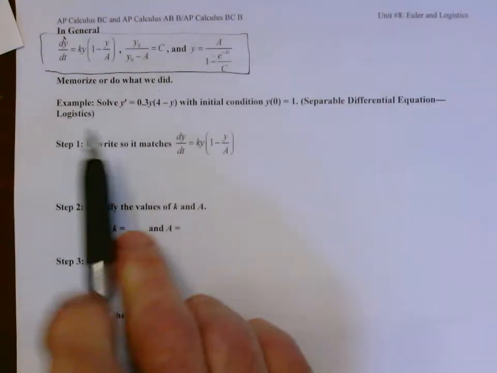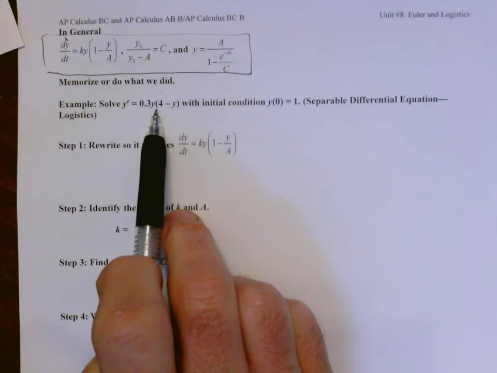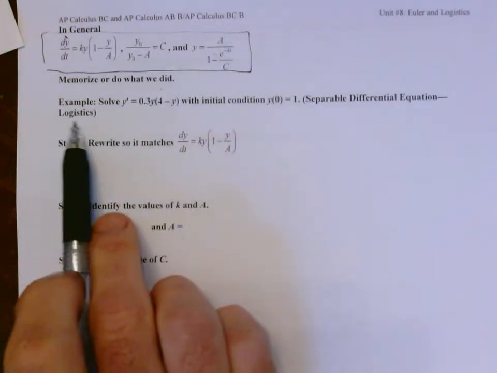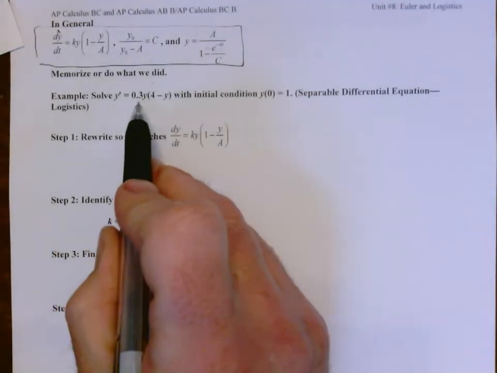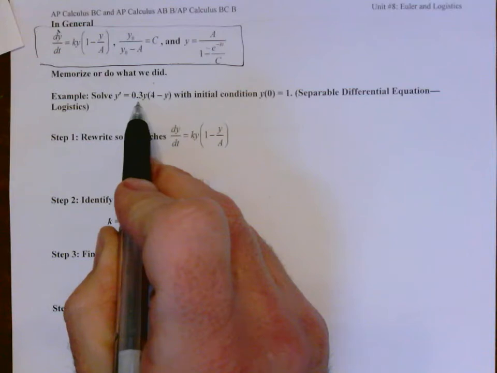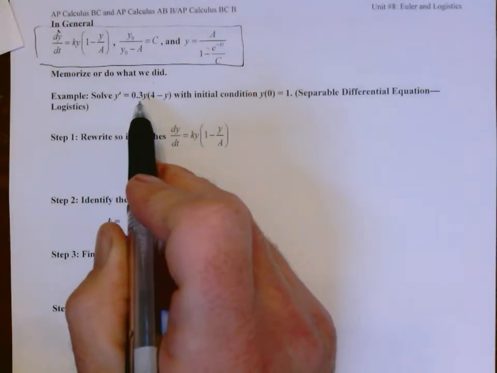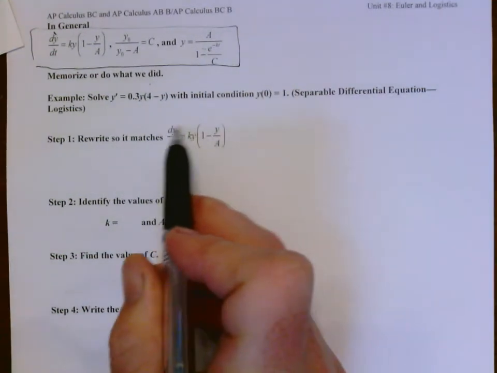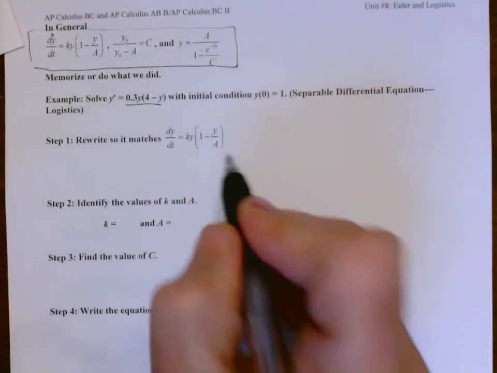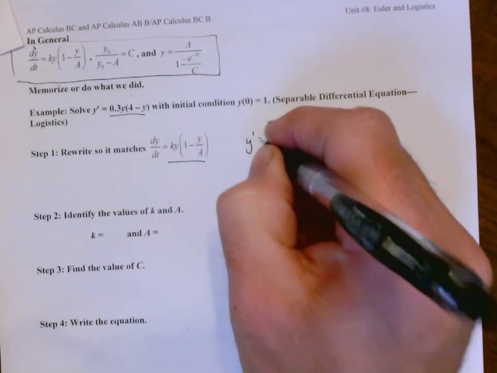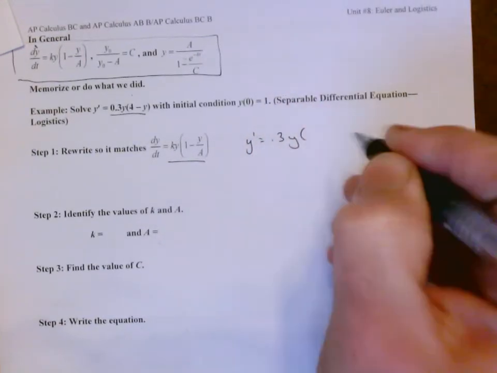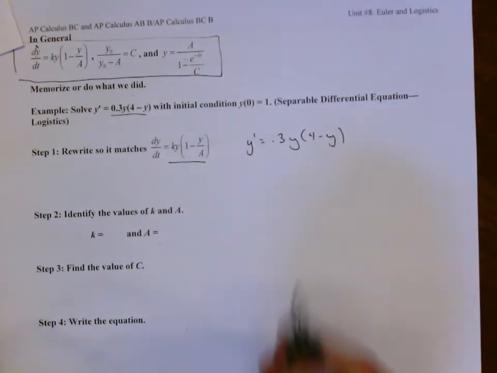Okay, so let's do some examples now. Example: solve y prime is equal to 0.3y times 4 minus y with the initial condition given. So we are going to do separable differential equations here. The first thing we're going to do is rewrite it so it matches this. We're going to try and write it like that. So I have y prime is equal to 0.3y times 4 minus y.